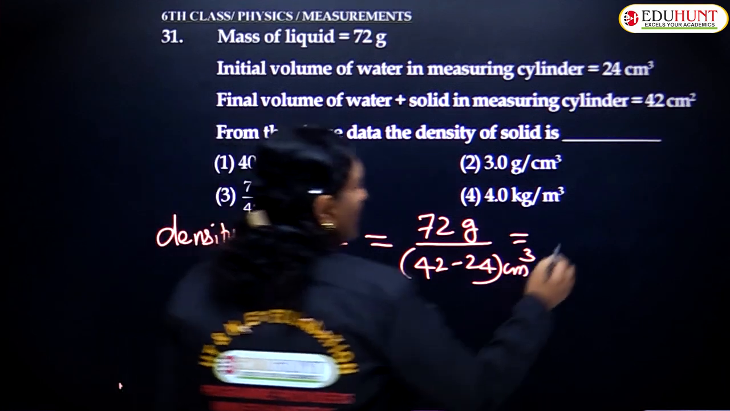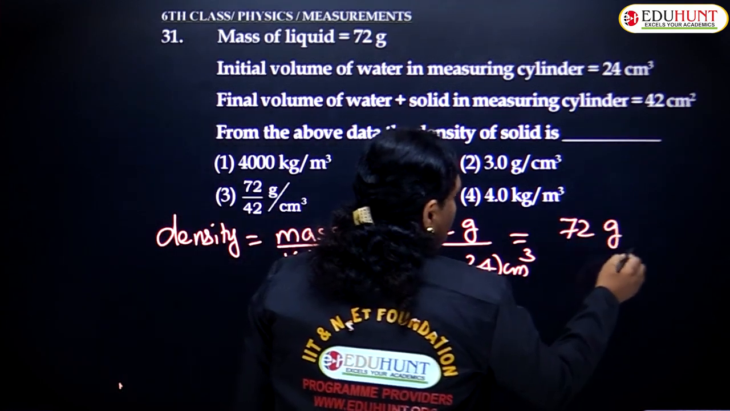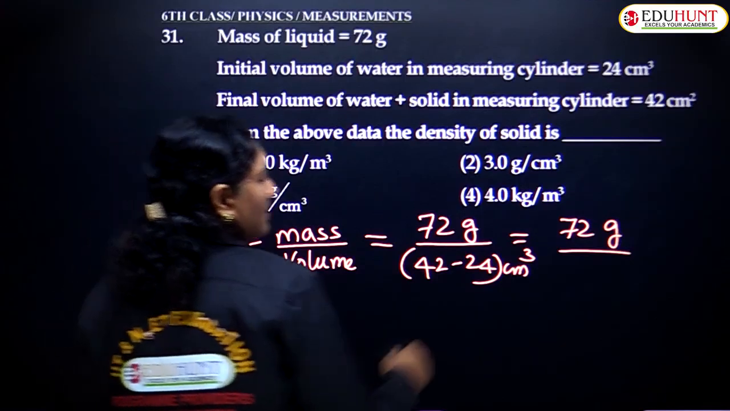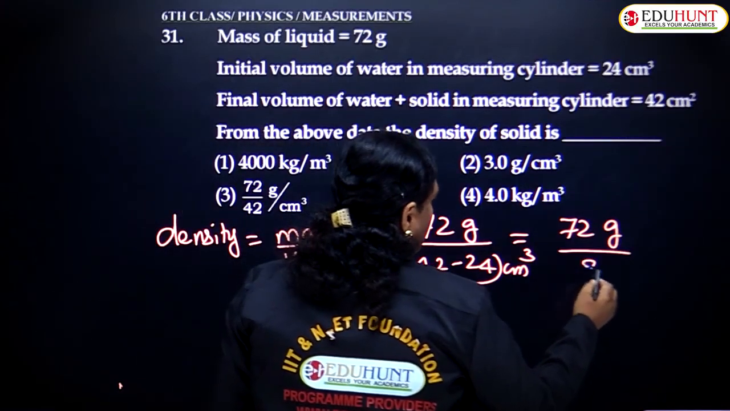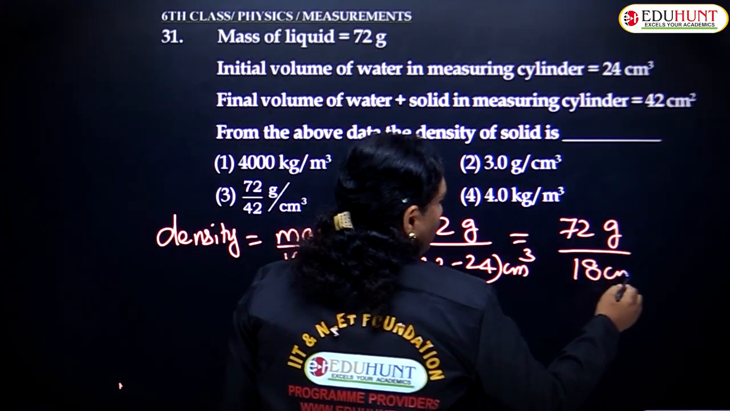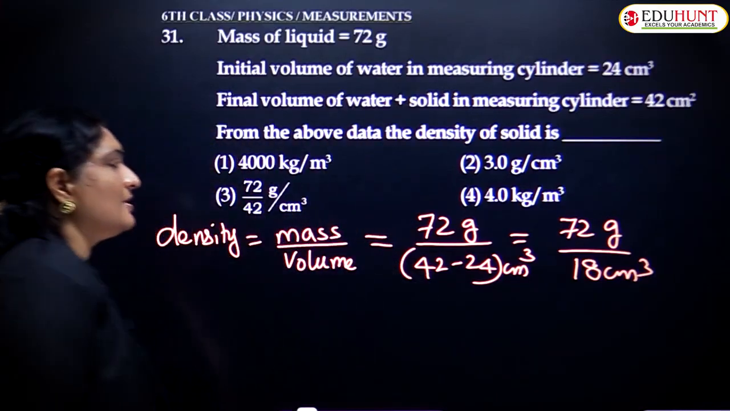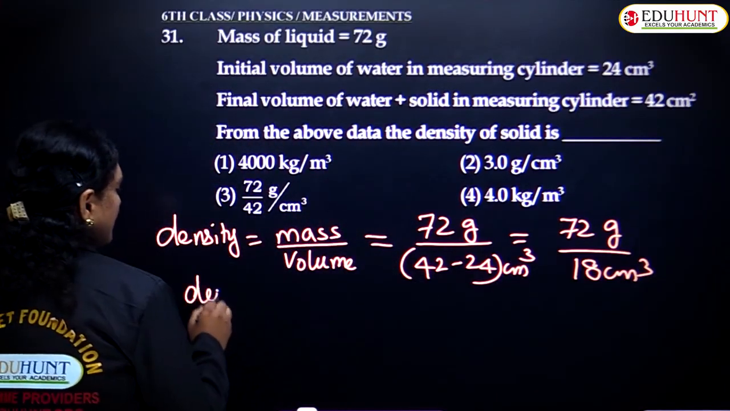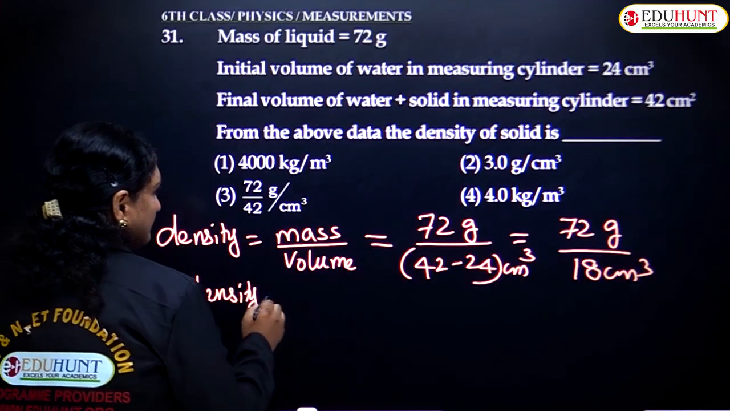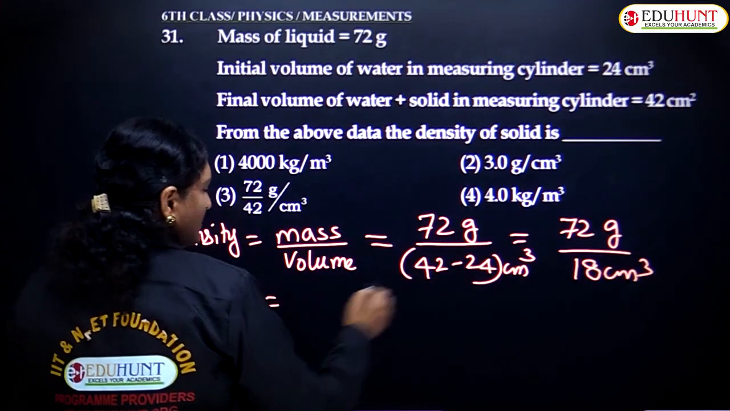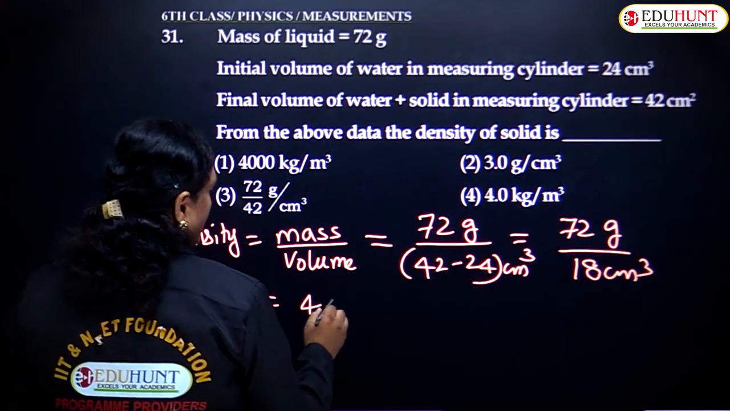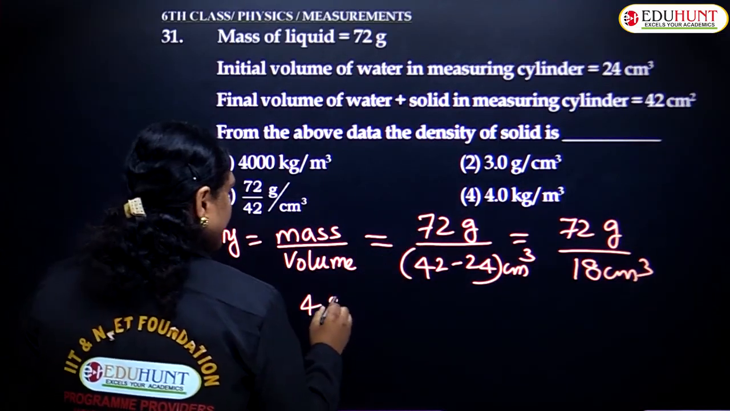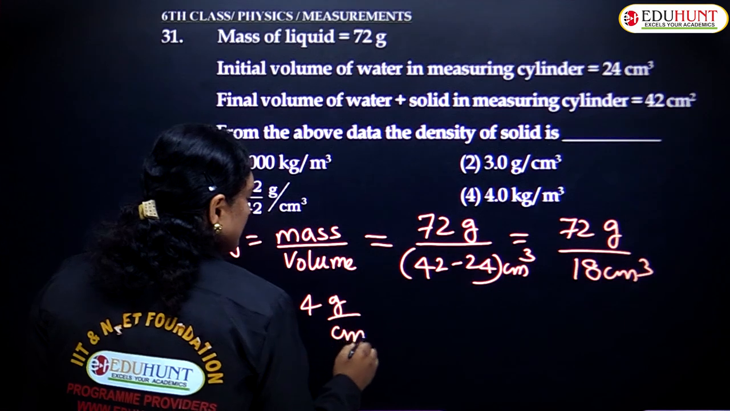Hence your answer would be 72 grams upon 42 minus 24. How much is that, children? Yes, it is 18 centimeter cube. So 72 gram upon 18 centimeter cube. Hence the value of density would be, 72 by 18, 4. So 4.0 is the value. Later I will say 4 grams per centimeter cube.